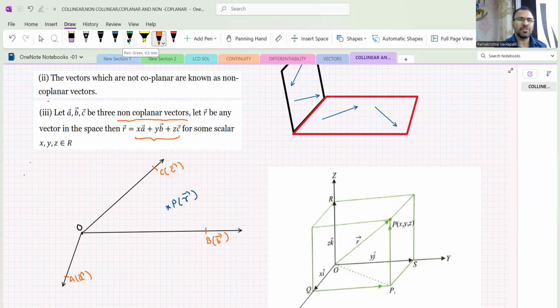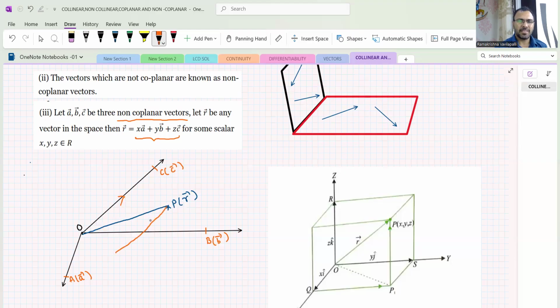Well, now you see that if you take any vector in the space, join that, okay? After that, you draw a line parallel to the c bar vector passing through P.